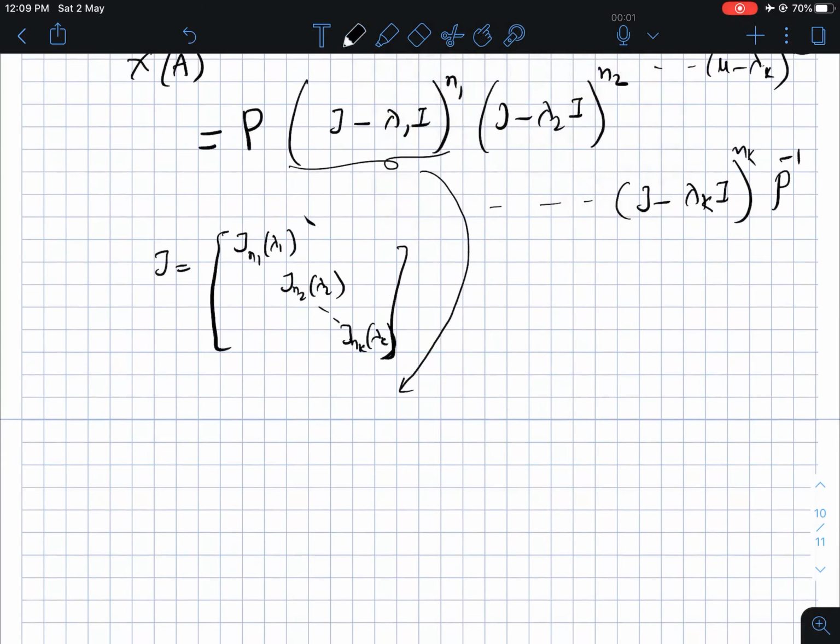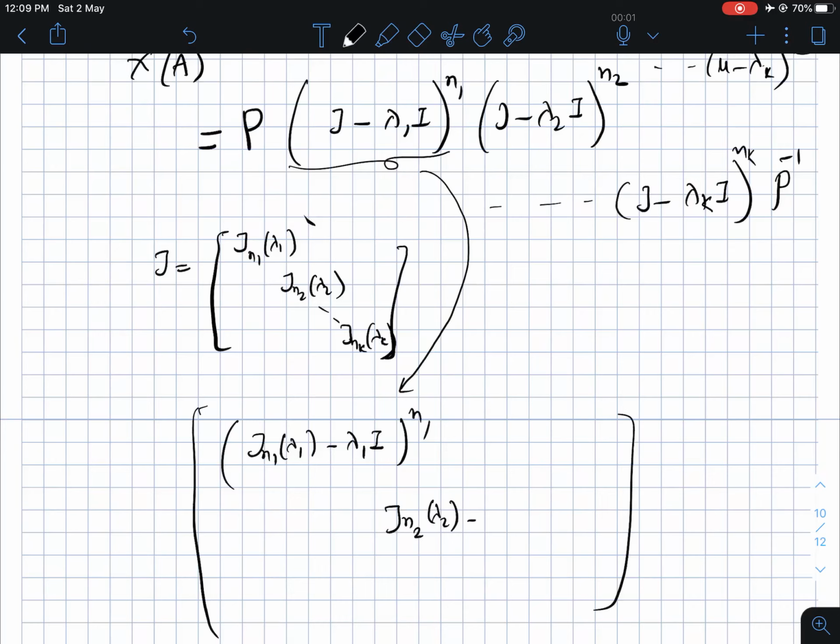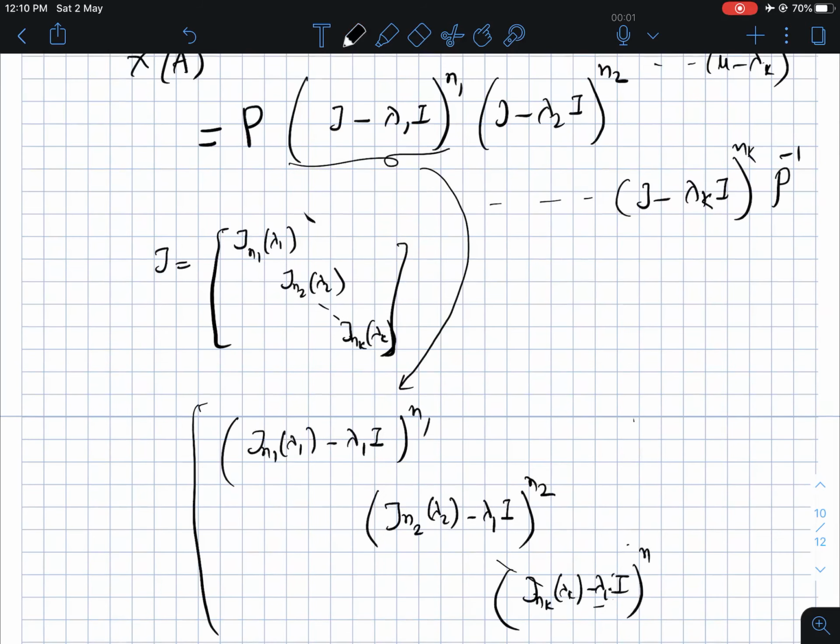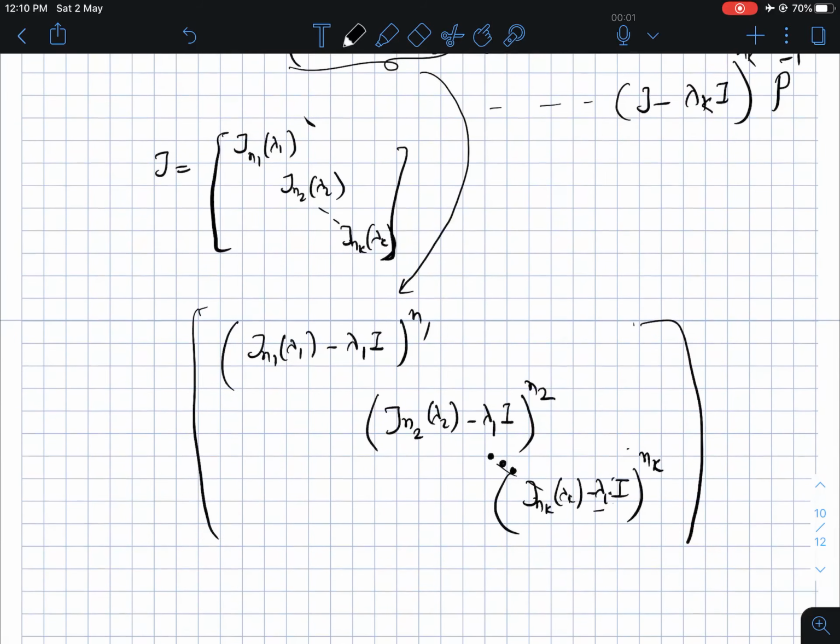So this block is going to look like the following: (J_n1(lambda 1) minus lambda 1 I) to the n1, then (J_n2(lambda 2) minus lambda 1 I) to the n2, and similarly go on, (J_nk(lambda k) minus lambda 1 I) to the power of nk. That's what this is going to look like. I skipped some diagonal entries here in between.